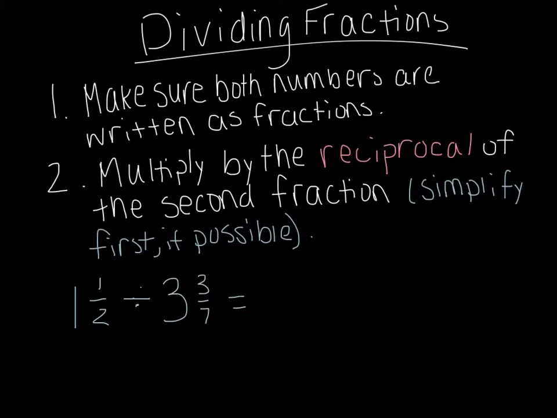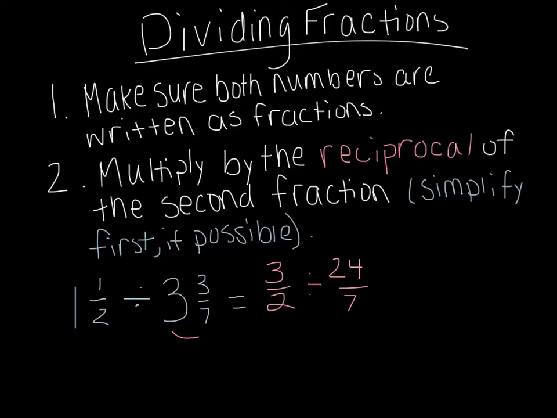So I'm going to do that by turning 1 1/2 into 3/2, and then 3 3/7 is 21, 22, 23, 24 sevenths. Alright, so first I just rewrote them both as fractions, and in this case they're improper fractions.